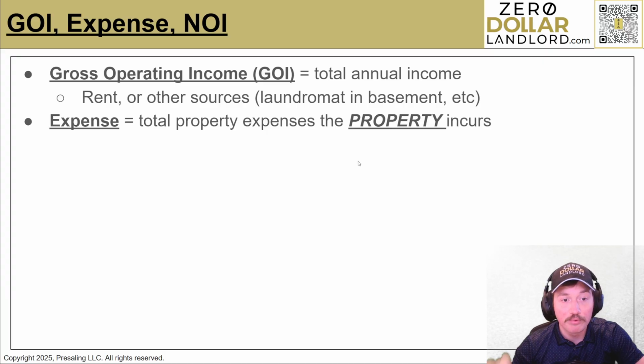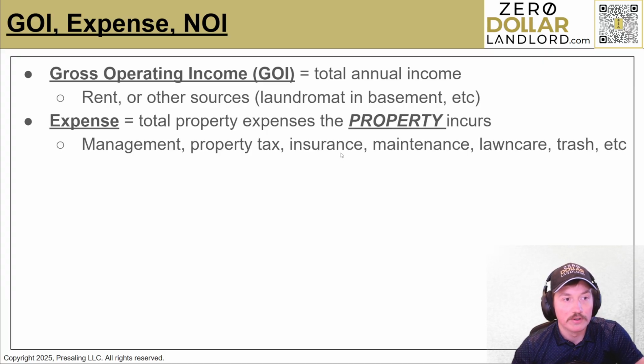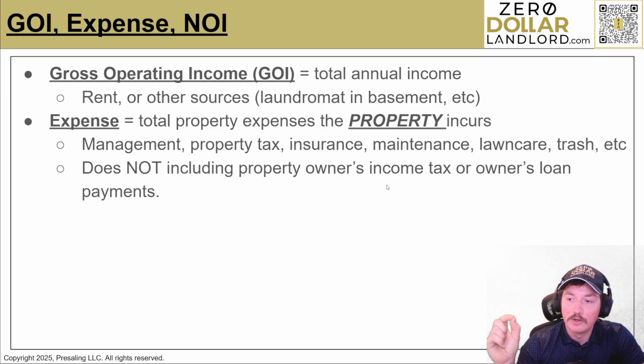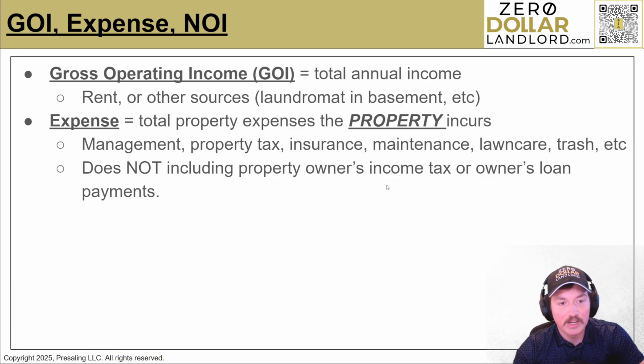And again, that's the property incurs. So that's going to be like management, for instance, the property tax on it, not the income tax, the property tax, insurance, maintenance, lawn care, etc. This is not the results of how you run it, my apologies. So somebody's individual income tax does not matter, right? That does not get factored in whatsoever because that's going to vary from person to person.